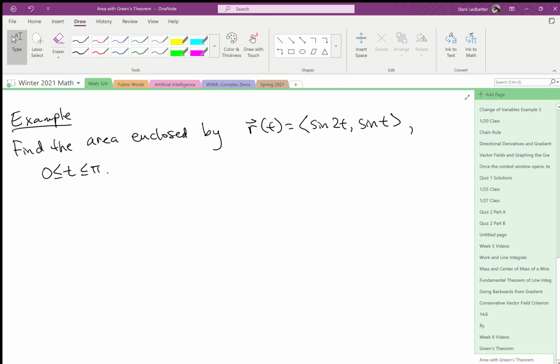Alright, so I need a video to actually convince you that this is useful. So let's do a much harder example. Or at least it seems much harder. It seems like a very hard question when it's first phrased this way if you don't know Green's theorem.